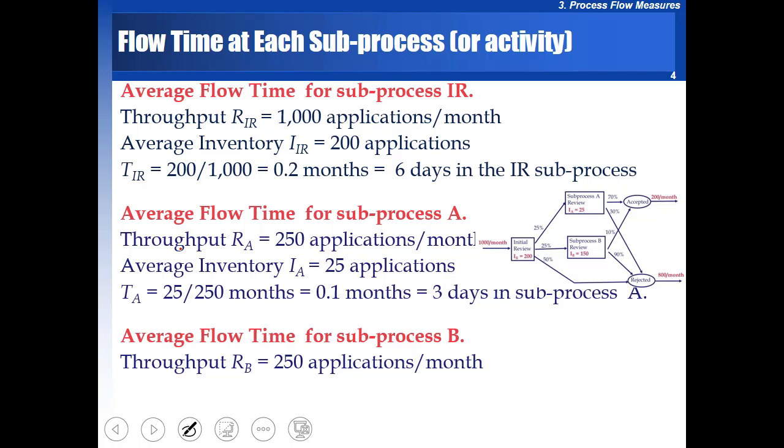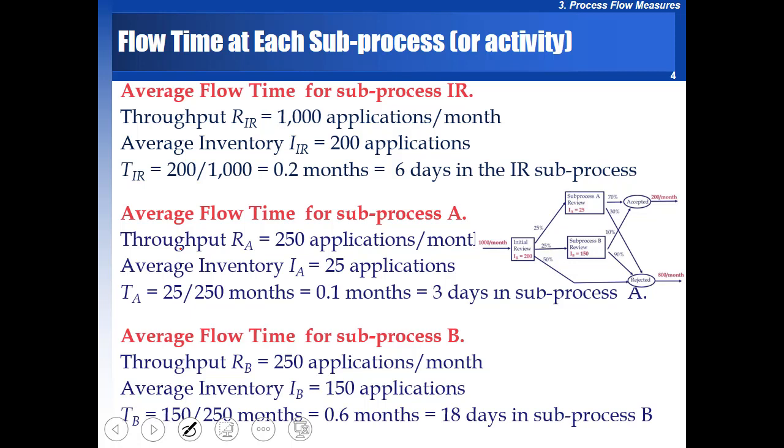Therefore, flow time is 6 times of that, and that was 3. 3 times 6 is 18. But I can also apply Little's law here. Inventory 150, throughput 250. Throughput times flow time is equal to inventory. You get 0.6 months. If you multiply it by 30, that would be 18 days.